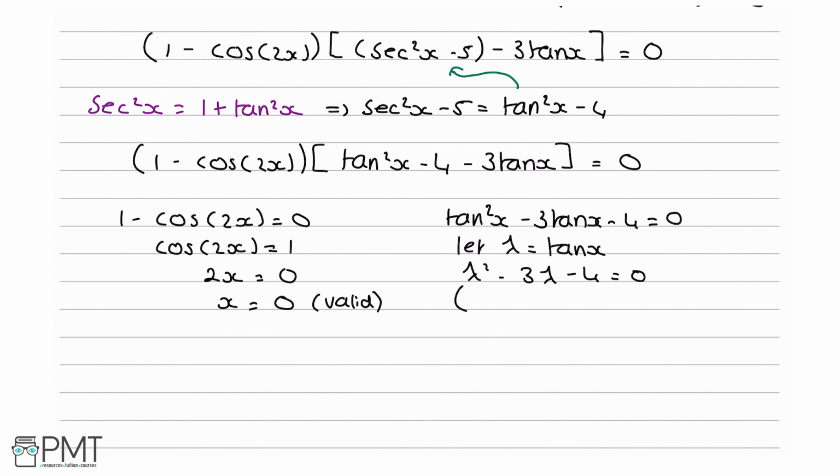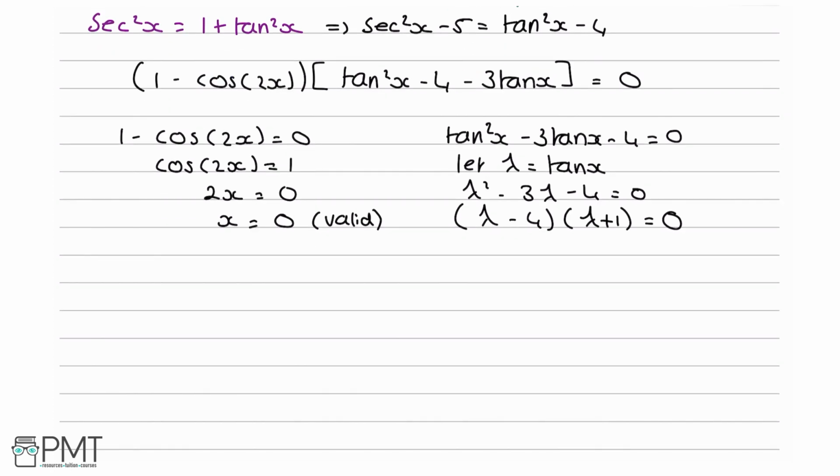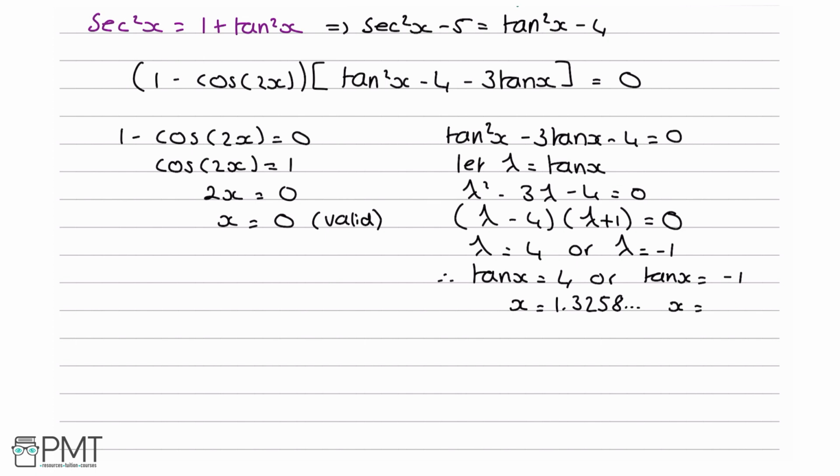From here, we have lambda minus 4 and lambda plus 1. Just checking, minus 4 times 1 gets us minus 4, so that's good, and then minus 4 plus 1 gets us minus 3, so that's good. So this equals 0, which means that lambda equals 4, or lambda equals minus 1. Because we know that lambda equals tan x, we can say therefore tan x equals 4, or tan x equals minus 1. When tan x equals 4, x equals the inverse tan of 4, which on your calculator gives 1.3258, etc. And the inverse tan of minus 1 is minus pi over 4.